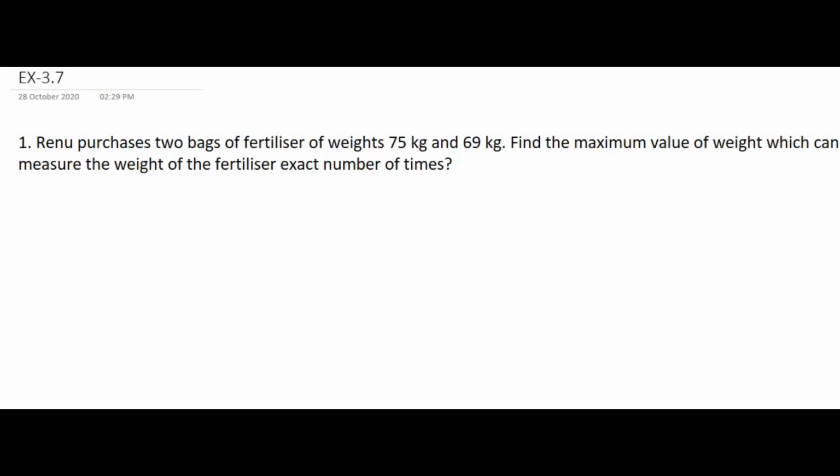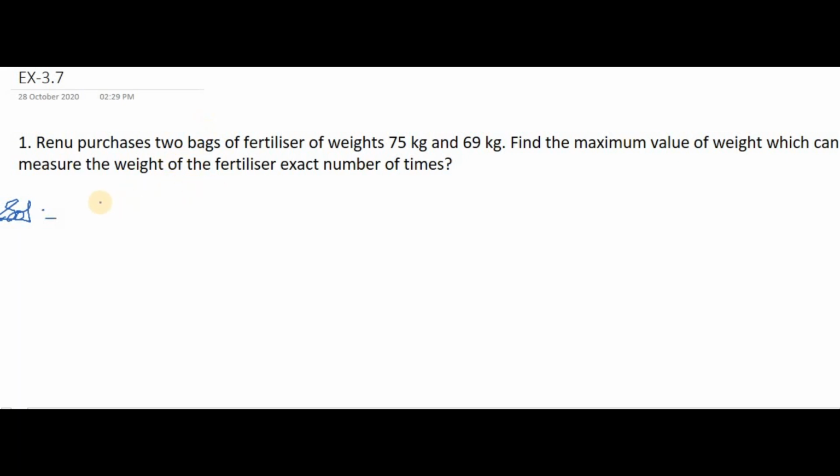So what they are asking is, one lady purchased 2 bags. One weight is 75 kg and the other weight is 69 kg, and they want to know which bag is going to measure exact number of times. For example, if I take a 5 kg bag, it has to measure 75 kg as well as 69 kg. So like that I should select and I should say the number. So that is the reason I'm just going to find out HCF for this. Okay students, why am I finding HCF? Because they are asking the maximum value of the weight.